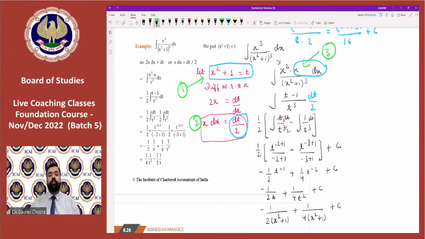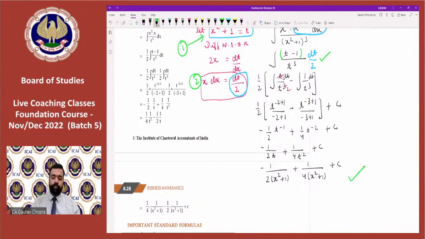x cube, we have split them and written as x square multiplied by x. So that x dx becomes dt by 2. And x square can be written as t minus 1. After that, we have separated them. So it becomes t by t cube and then 1 by t cube. After that, we have simply done integration slowly and reached the final outcome.